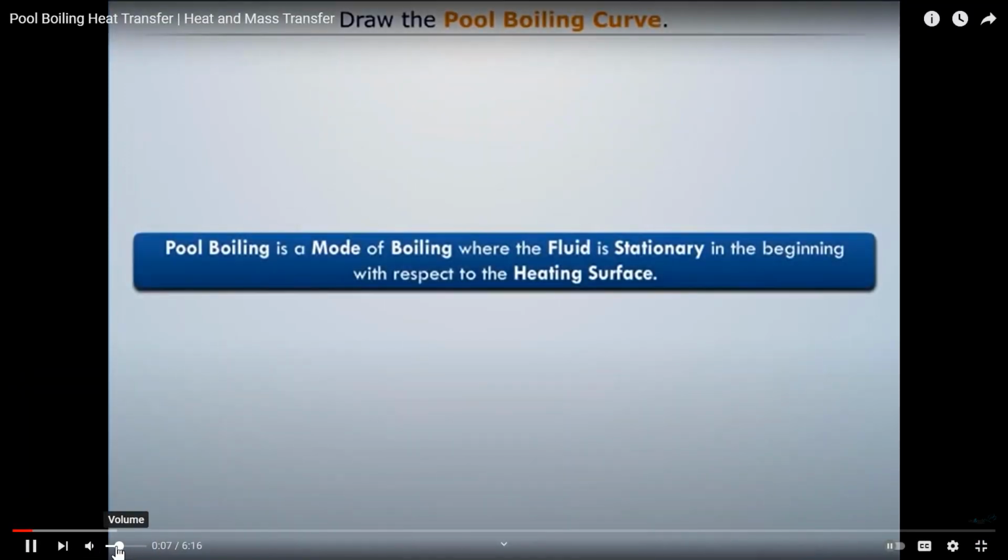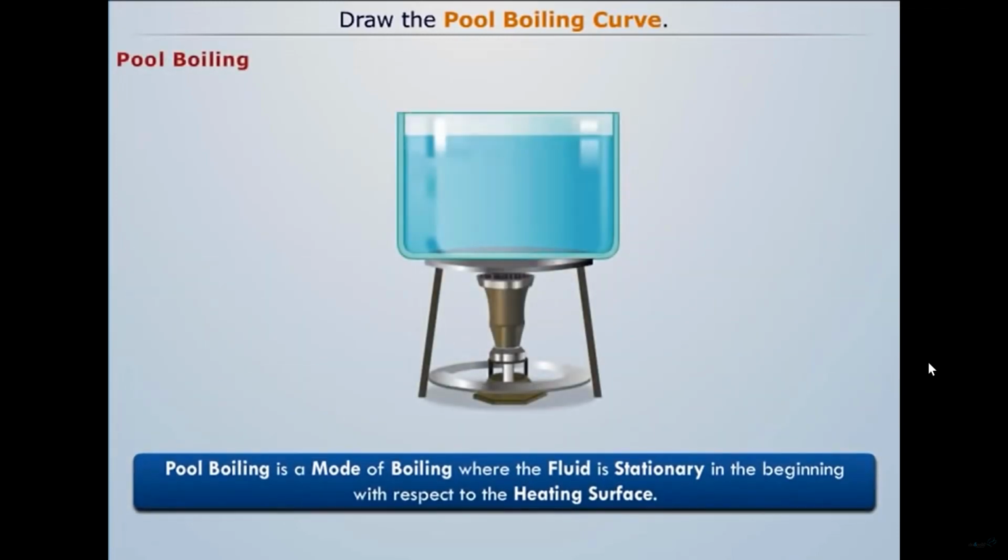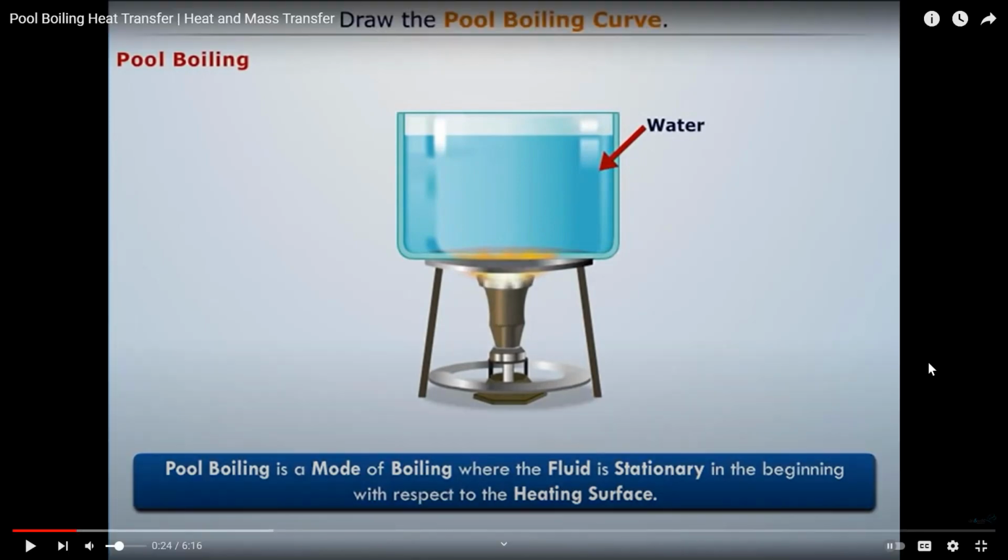We know that pool boiling is a mode of boiling where the fluid is stationary in the beginning with respect to the heating surface. To understand this boiling, let's consider an example of a vessel containing some water placed on a burner. Initially the fluid is stationary, in the pot which is resting over the surface heated by the flame. Now what will happen, you see.